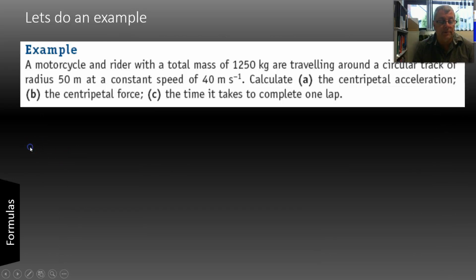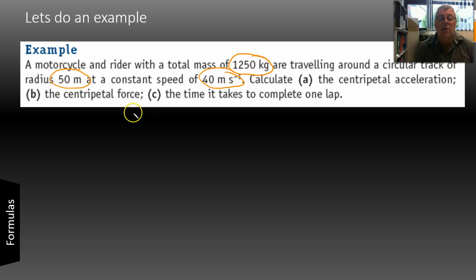Let's do an example. In this case we have a motorcycle and a rider with a total mass of 1,250 kilograms travelling on a circular track, which is fortunate, and we're really only ever going to do circular tracks or corners that are circular. So we have a radius and we have a velocity. Because some of us are beginning to do physics for the first time, what I like to do is circle the information.